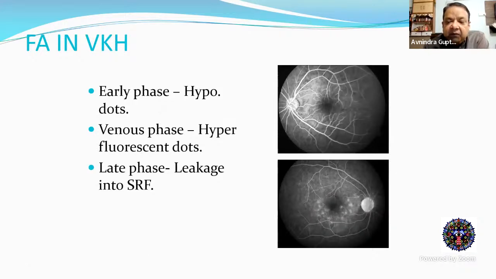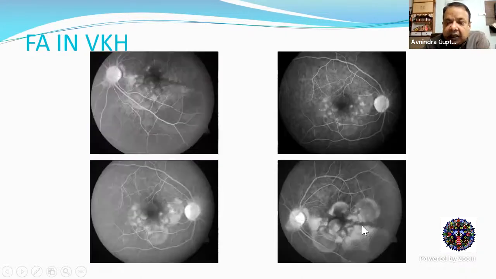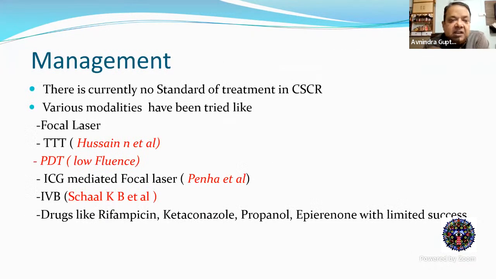CSR is many times confusing. If you miss the early phase, you will miss hypofluorescence. So it's important to catch an early phase in Vogt-Koyanagi-Harada syndrome, which will show a hypofluorescent lesion, which will start leaking in the late phase. And in the late phase, you will see pooling. So this is an inflammatory disease where steroid is the line of treatment. Observation will worsen these patients.